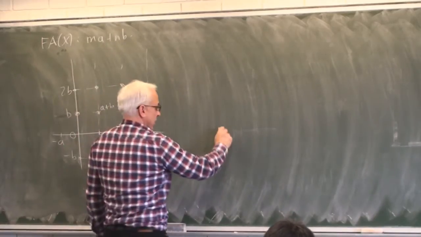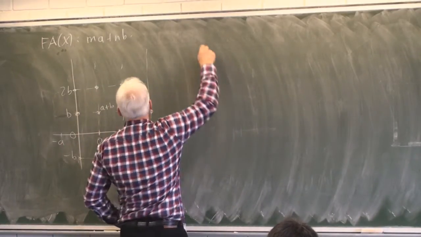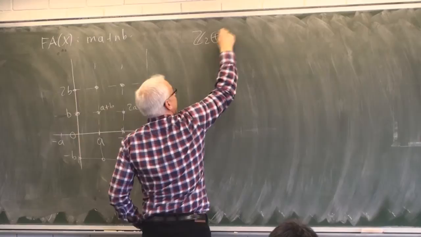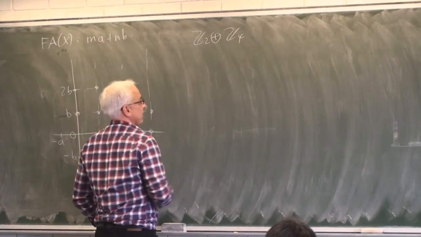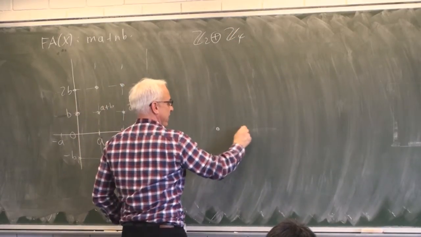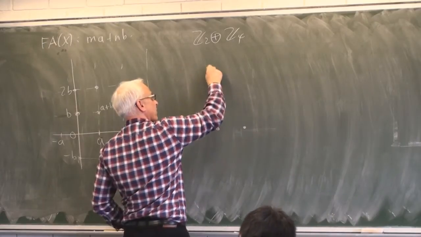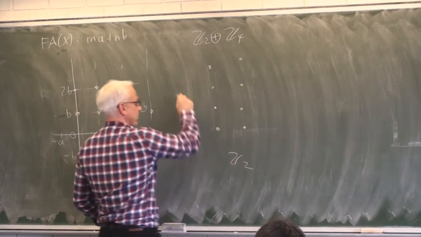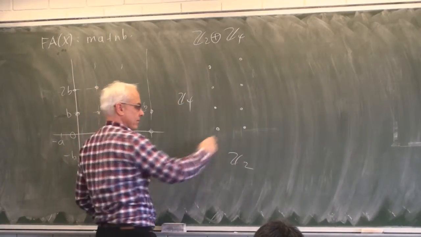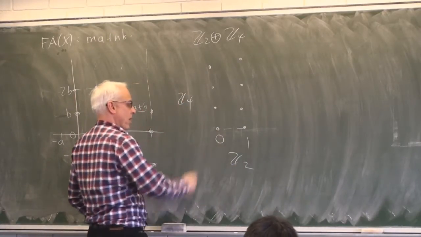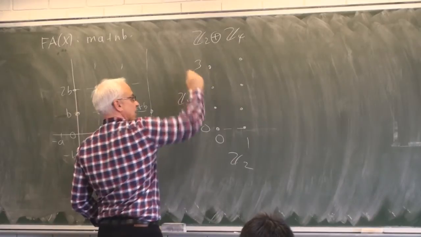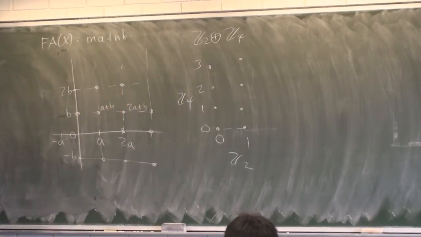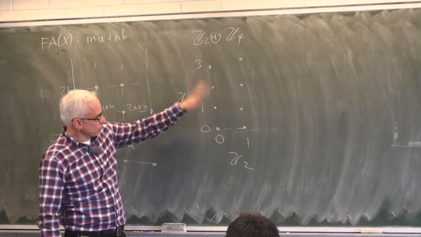Now over there, we had this group Z2 plus Z4, and we can visualize that by a similar kind of diagram, a product. So here's going to be a Z2, and here's going to be a Z4. I'll mark that 0, 1, and that 0, 1, 2, 3. Okay. So here's the group Z2 plus Z4 in terms of coordinates.